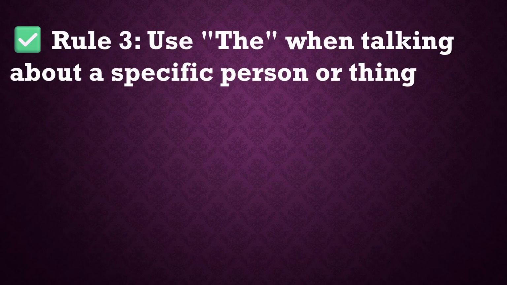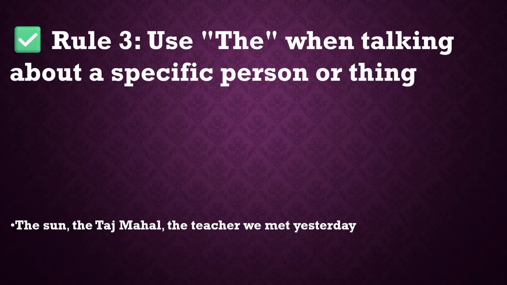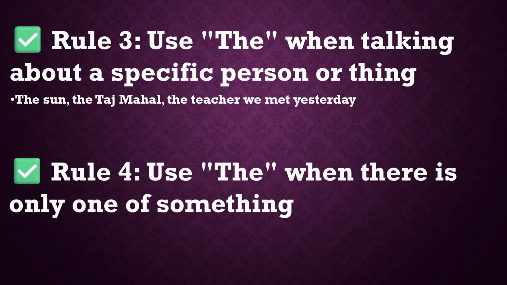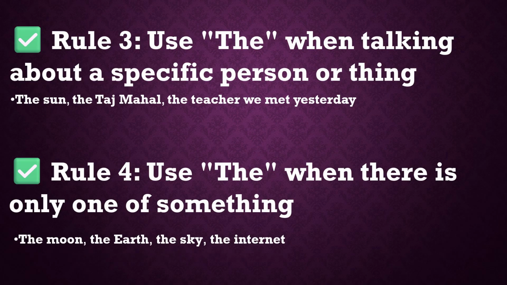Rule number 3. Use the when talking about a specific person or a thing. The sun, the Taj Mahal, the teacher, the girl. Rule number 4. Use the when there is only one of something. The moon, the earth, the sun, the sky, the internet.